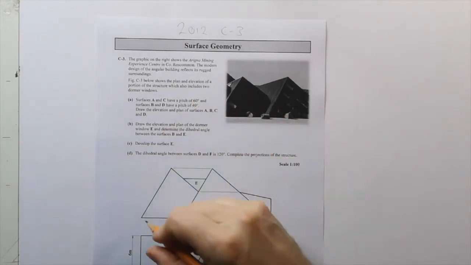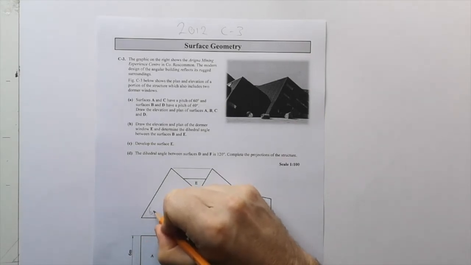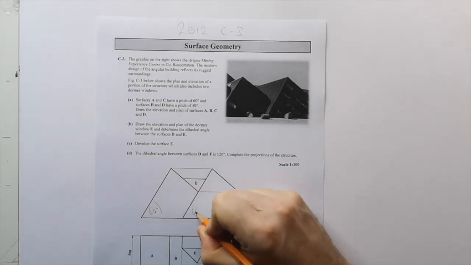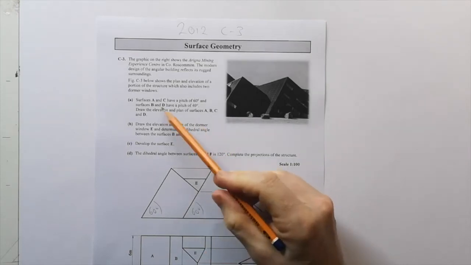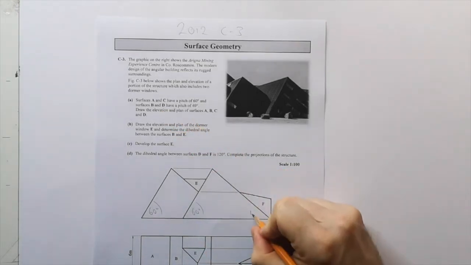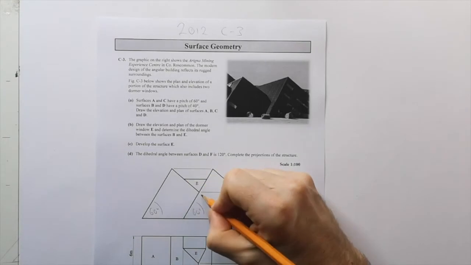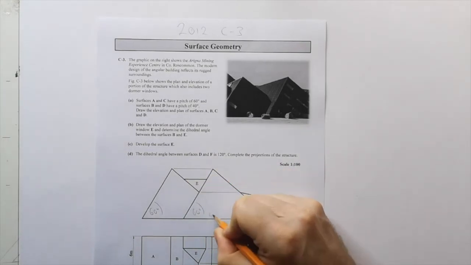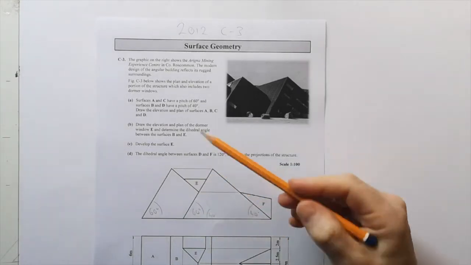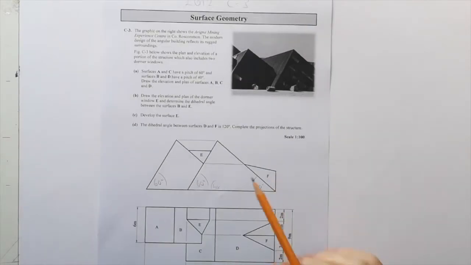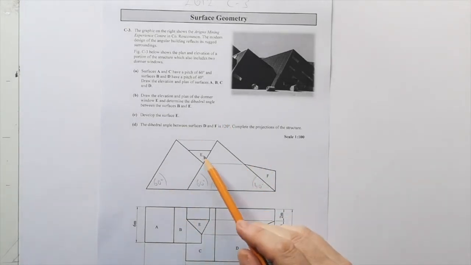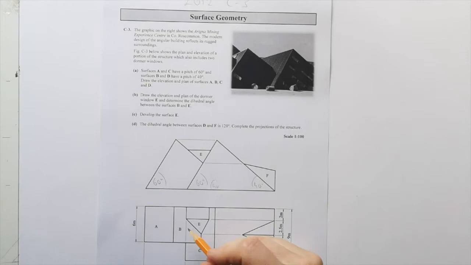So A and C have a pitch, so that means that's 60 degrees here and 60 degrees here. Okay, B and D are 40 degrees, so that's 40 degrees there. And this guy, if it was to continue all the way down, would be 40 degrees. So that's just what the pitch means on this one. So we're asked to draw the plan, the elevation, piece together any of the missing pieces. We want to figure out where E is and look at the dihedral between B and E.